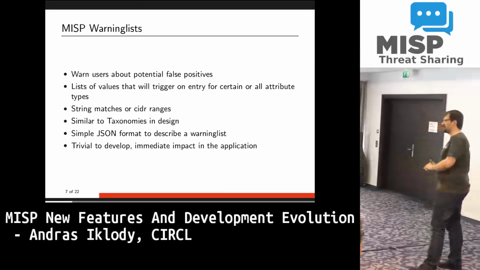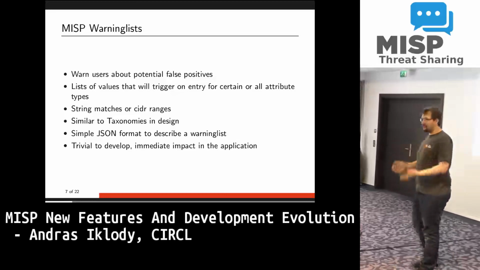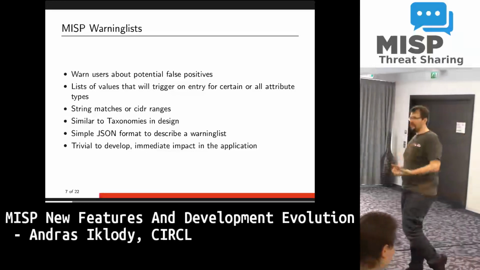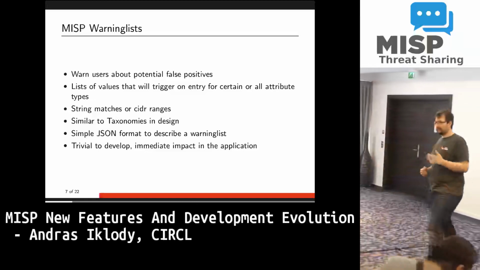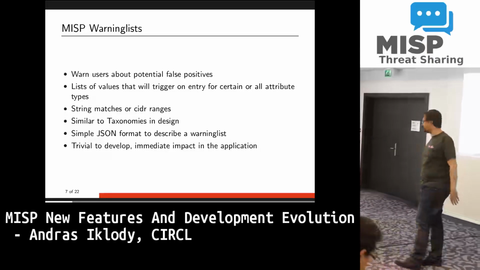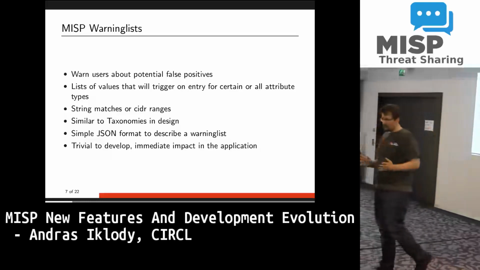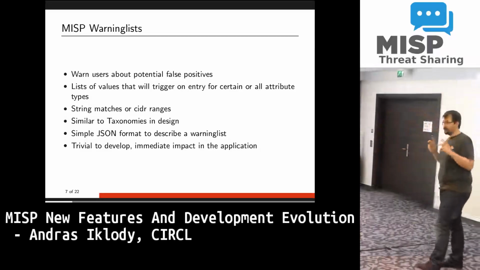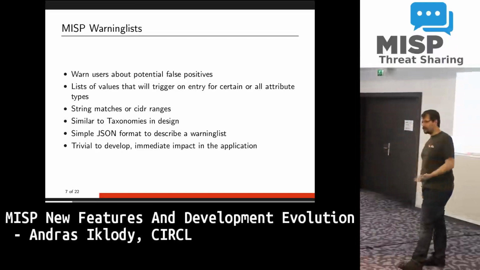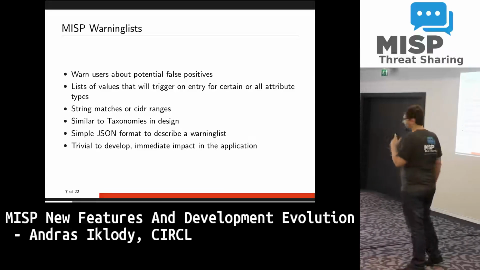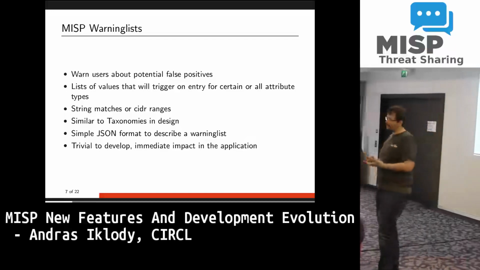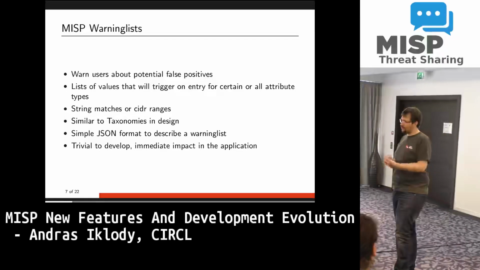So warning lists are basically lists of IP addresses, of values that could be found in attributes that you don't necessarily want in your system or want to warn users about them. So it works very similarly to a taxonomy. It's a JSON file with a list of the values that should be blocked, and also the type of lookup that it should go through.